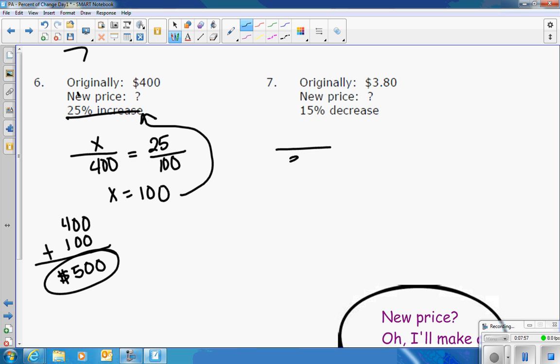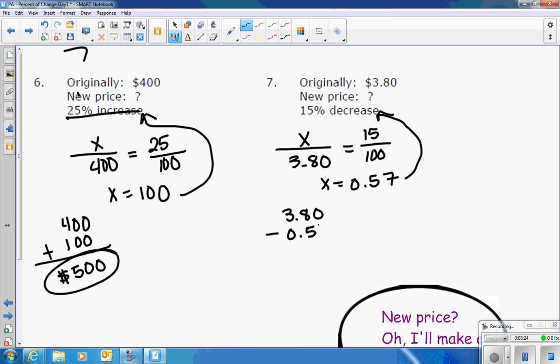Same thing over here. My original price is 380. I know that it went down by 15%, but I have no idea what 15% is. So I'm going to cross multiply and then divide. And that's going to tell me that 15% is 57 cents. That was a decrease. So I'm going to take my 380 and subtract 57 cents from it. So my new price is $3.23.